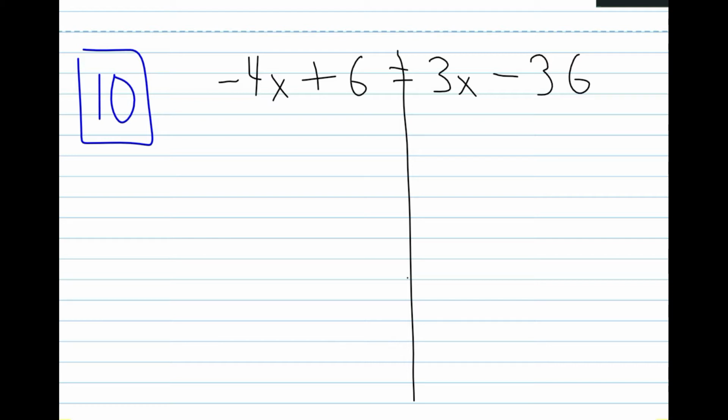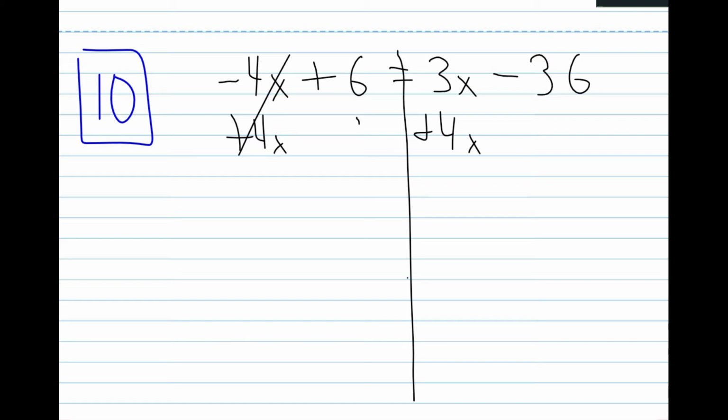So you have the choice. You could move this negative 4x to the right side, or you could move this 3x to the left side. I'm going to show you both ways, but I'm going to tell you why I prefer moving the negative 4x to the right side. If I do this, and I add 4x to both sides, I'm not really dealing with negative numbers now.